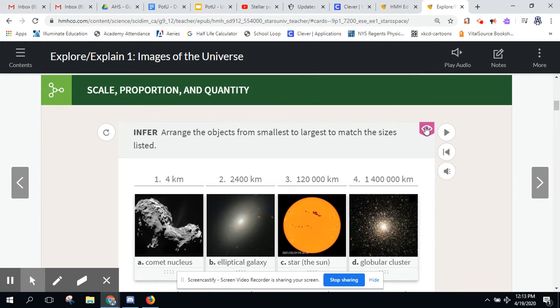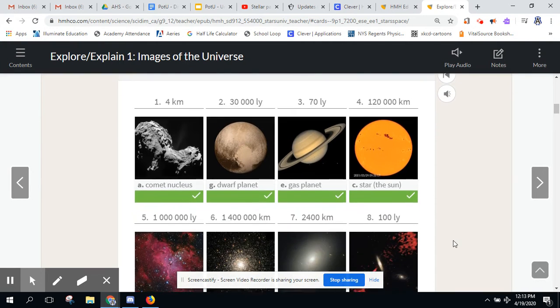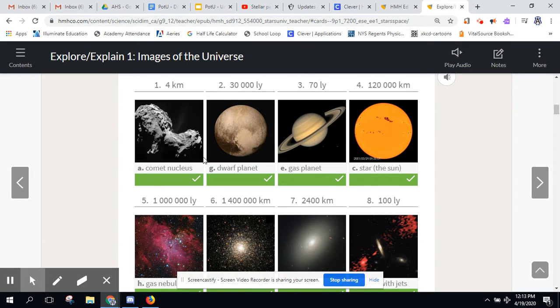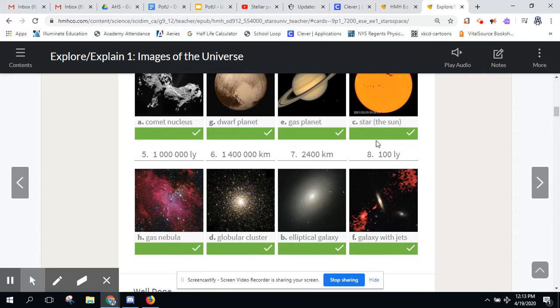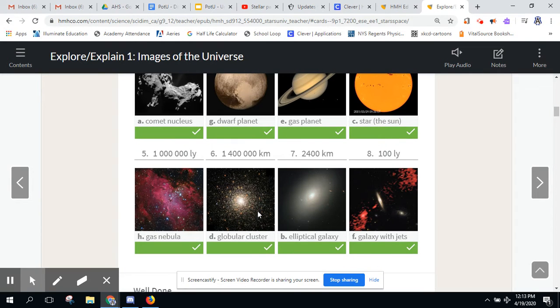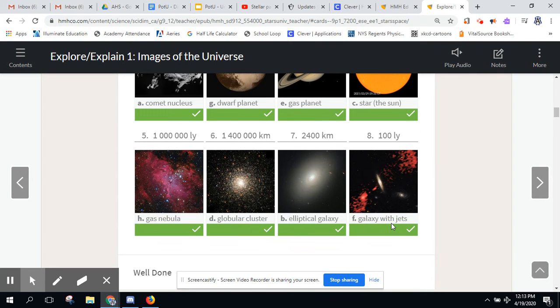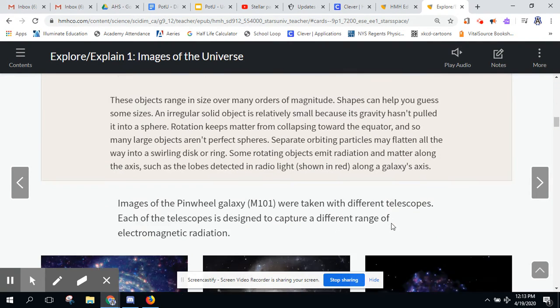And if we look at their solution here, you can see that that's the order it goes in, right? So we have a comet, we have a planet, we have a larger planet, and then a star like the sun, the gas nebula, the clusters, and then the galaxies that we're going through. So it's just ordering our scale as we go.